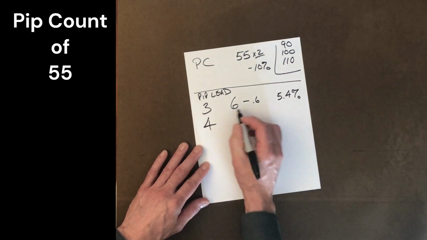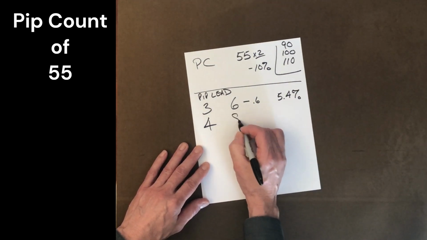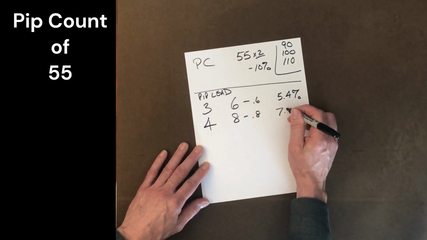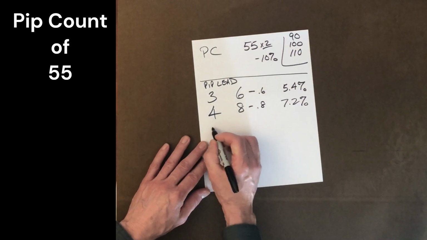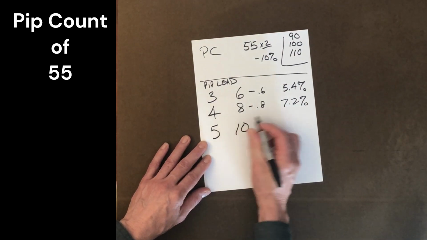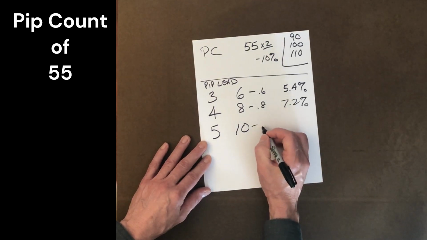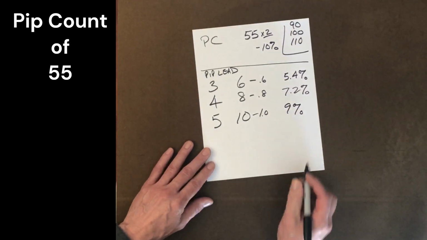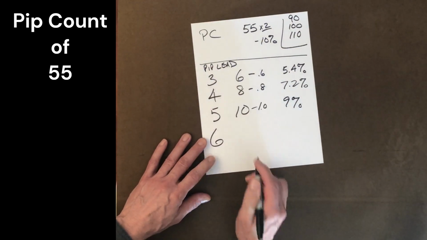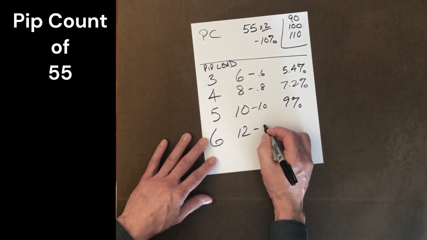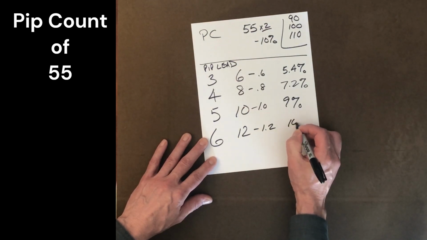Pip lead of 4, we're going to double that to 8. We're going to subtract 10%. As a percentage, this is 7.2%. Leading by 5 pips, we're going to double it to 10. We're going to subtract 10%, 9%. Our pip lead is 6. We're going to double it. We're going to subtract 10%, 1.2, gives us 10.8%.